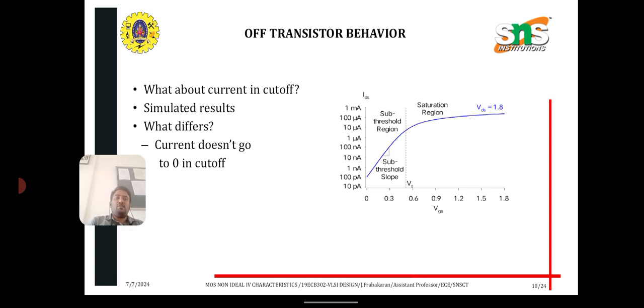Off transistor behavior. When a transistor is off, an NMOS transistor has gate-source voltage less than threshold voltage, and a PMOS transistor has source-gate voltage less than threshold voltage. Both types of transistor, which means NMOS and PMOS, present high impedance and ideally don't conduct current between the drain and source terminals. Small leakage current may still be present due to various physical effects.